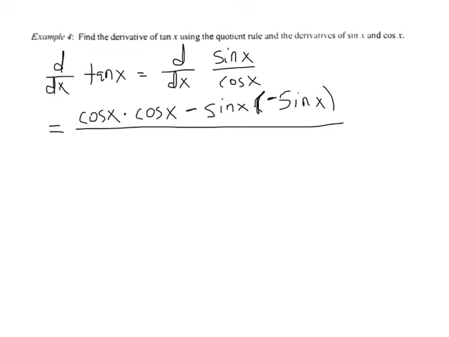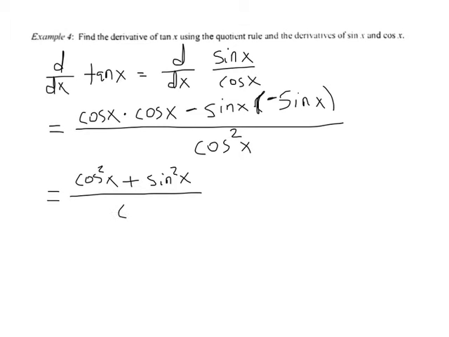over the low squared. When we square cosine, we could put it in parentheses and put the squared outside the parentheses, or we can just put the little 2 right there. That means cosine squared. Then if I simplify this a little bit, the first part is cosine squared x. The second part on the numerator is going to be a plus sine squared, all divided by cosine squared.